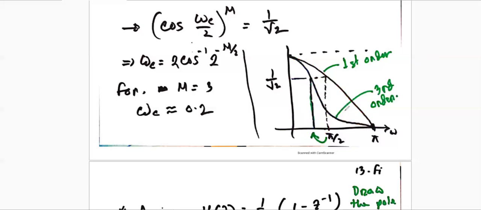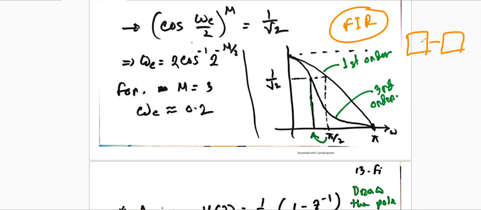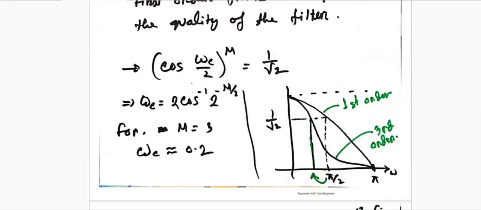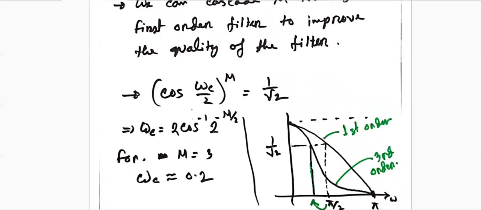For the FIR filter, one process is called cascading. For FIR filter, we can cascade. So this is a low pass filter. What is the order of the filter? The first order. And this is another low pass filter, first order. Then you can cascade those two filters, and that will give you a second order low pass filter, which will improve the quality of the filter. So the equations and the calculations are given here.